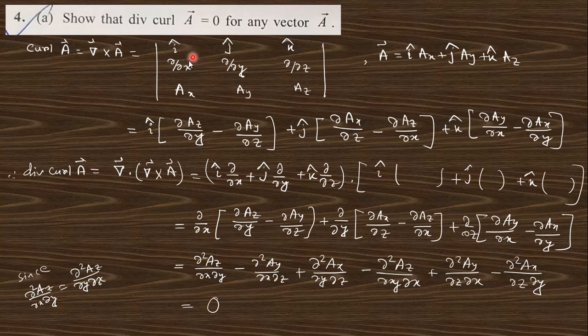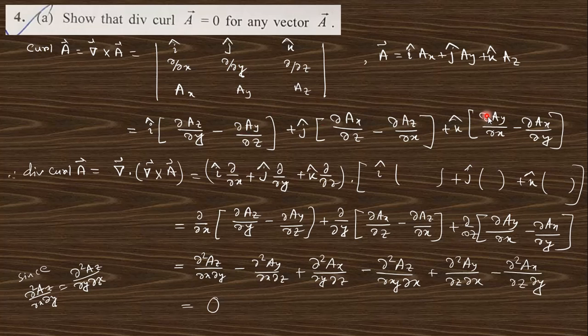Show that the divergence of curl of A equals 0 for any vector. So take any vector A, and the curl of A is, you know, i cap, j cap, k cap, del del x, del del y, del del z and Ax, Ay, Az. So i cap into del del y of this, so that is del Az by del y minus del Ay by del z, and j cap, so del Az by del x and so on.